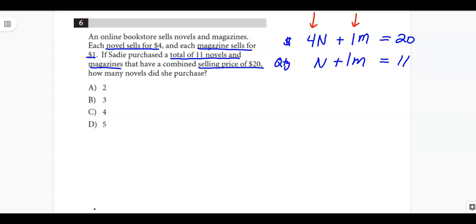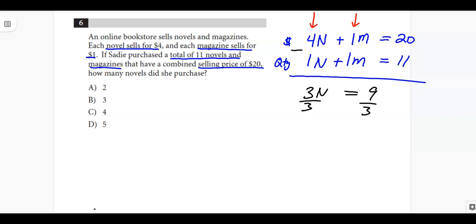Since I already have a match there with magazines, I can either add or subtract the two rows. Right now it's set up nice to subtract because I will cancel out or eliminate magazines. So 4n minus 1n is 3n. The magazines cancel out, I get 0. And over here I get 9 because 20 minus 11 is 9.